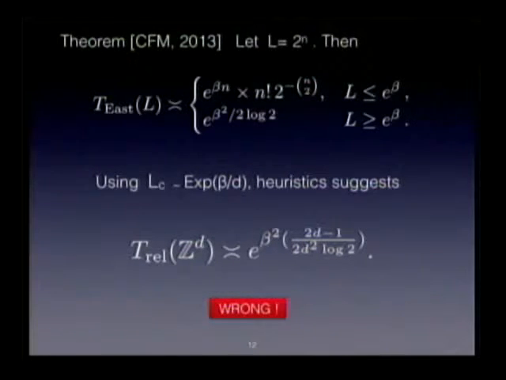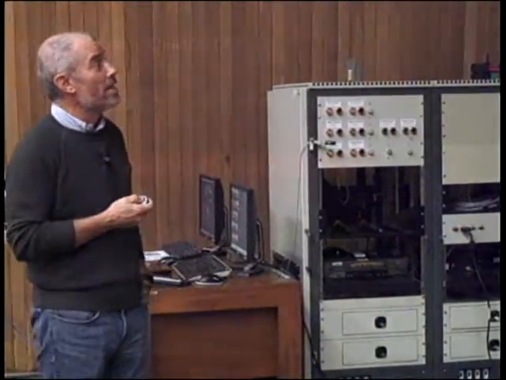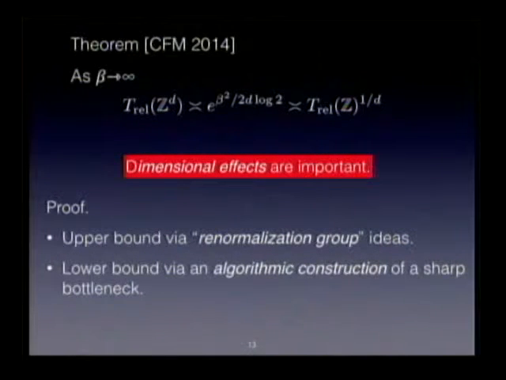for the relaxation time in D dimensions, but this asymptotic is actually wrong. If it is wrong, there is only one possible explanation: this quasi one-dimensional behavior is false. It's not there. Really, the system evolves in a cooperative two-dimensional, or D-dimensional, way. So the theorem is instead that the relaxation time goes like the relaxation time in one dimension to the power 1 over d, and so dimensional effects are important.